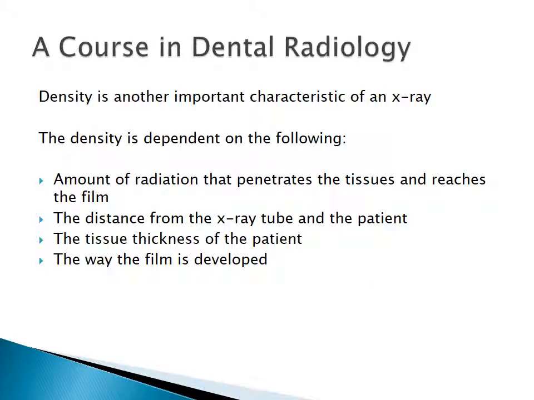Density is another thing that's very, very important. Density is dependent on the following: the amount of radiation, how far away they have that tube head from the patient, the tissue thickness of that patient, and how the film is developed.